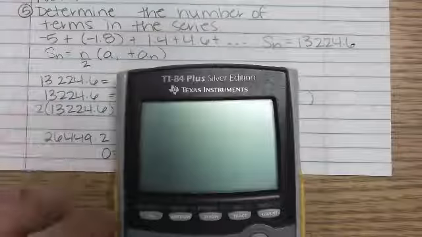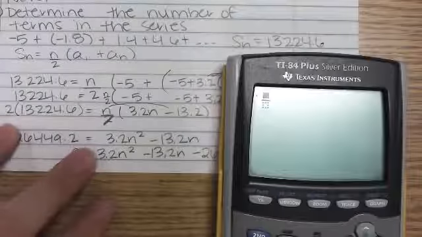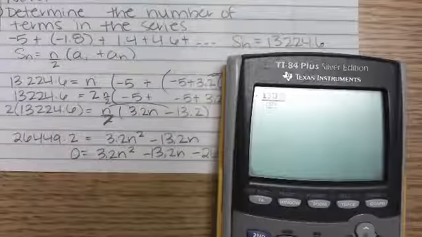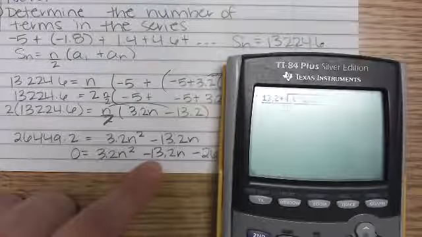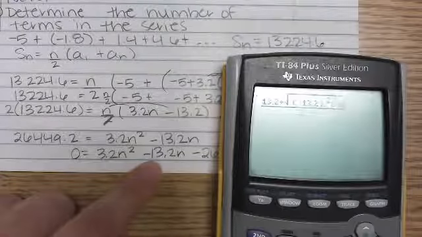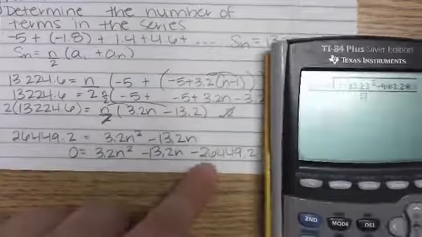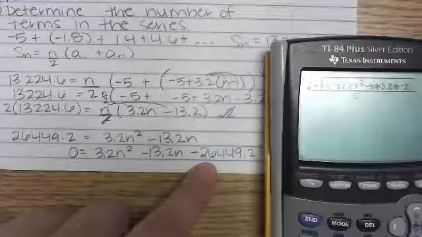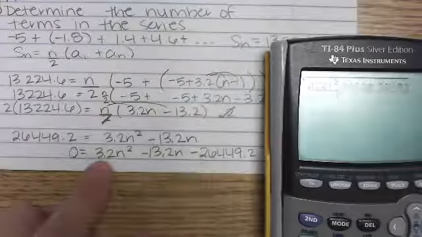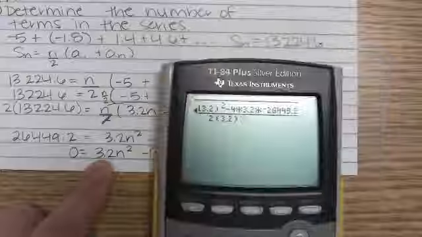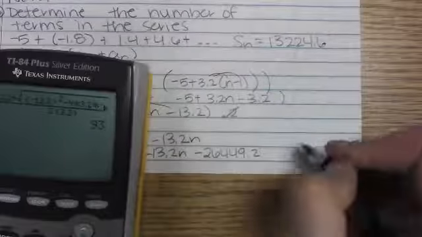So I'm going to plug in a fraction for the quadratic formula because that's easier. I have negative b plus the square root of b squared minus 4 times a times c, all divided by 2 times a. Now that equals positive 93. That looks like that's probably the answer.